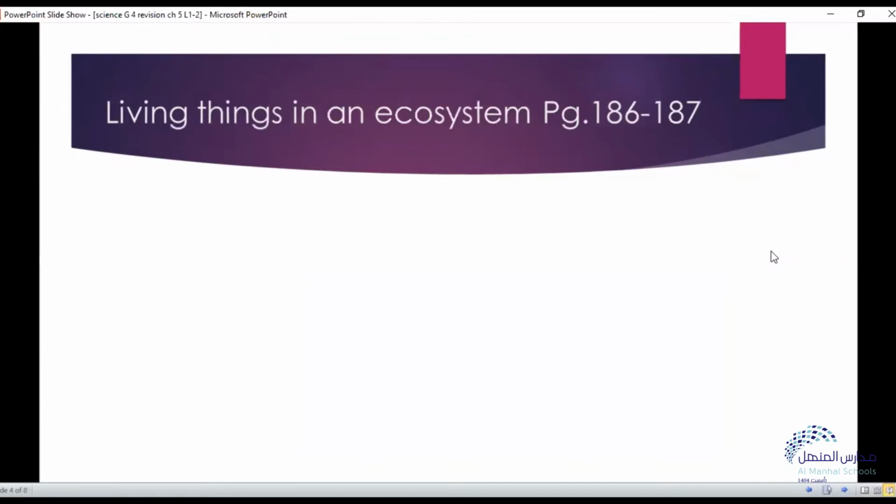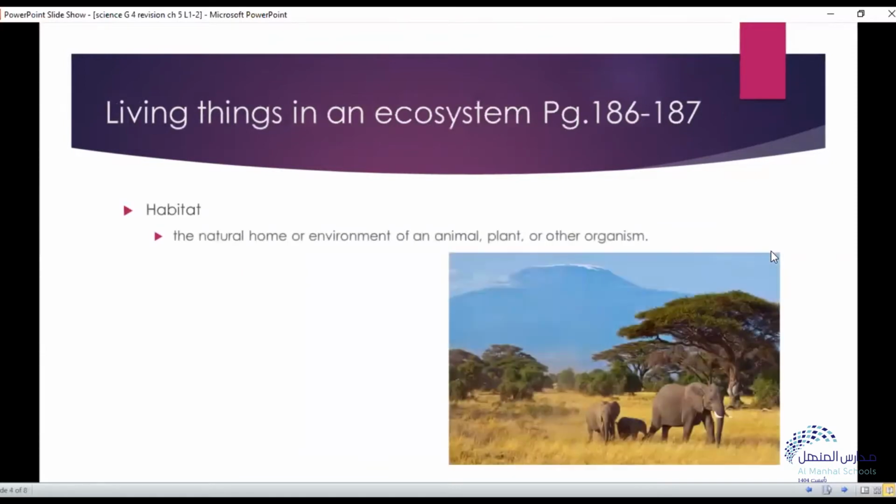Living things in an ecosystem. What is a habitat? The natural home or environment of an animal, plant, or other organisms. Then you get a population. A population are all the inhabitants of a particular place. Like, for instance, these 3 elephants. They are the population of this environment.